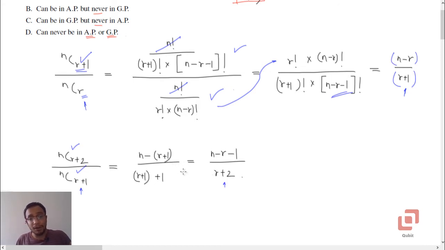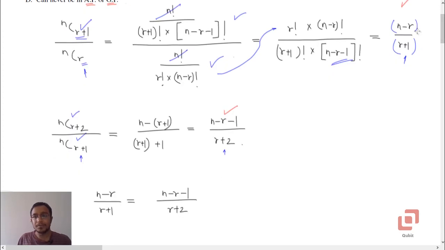Now if at all there are three consecutive terms of nCr which are in GP, then this must be equated to this, in order to check whether that is indeed possible, because the property of any GP is that the ratio of any two consecutive terms is constant or equal. So let's do that now. (n minus r) upon (r+1) should be equated with (n minus r minus 1) upon (r+2). Now we'll cross multiply and see what condition we get on n and r.